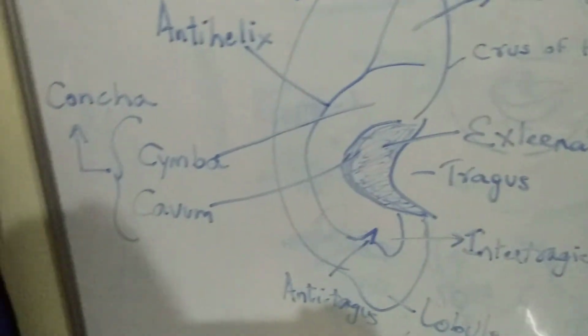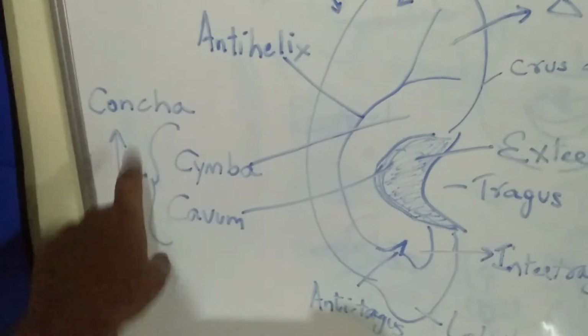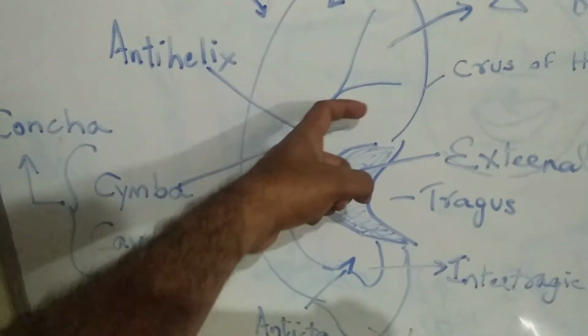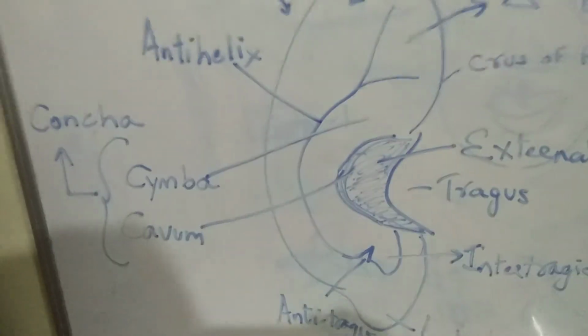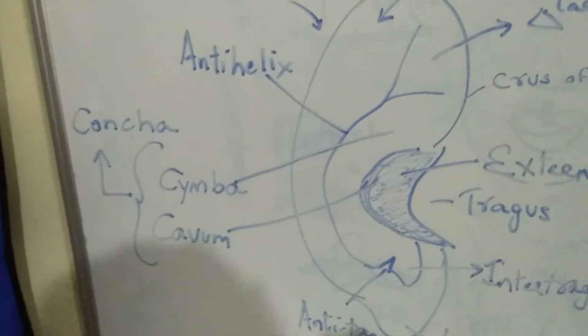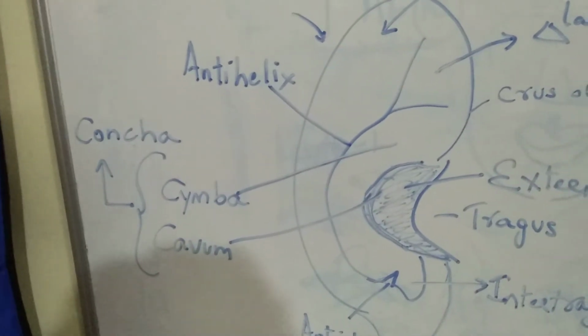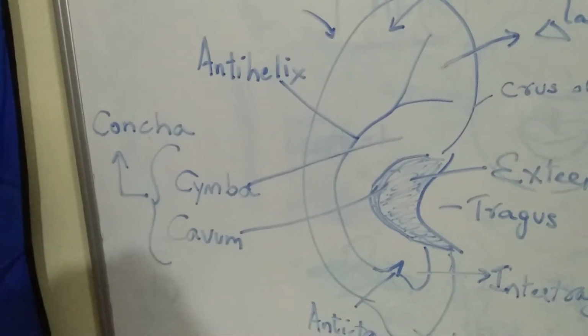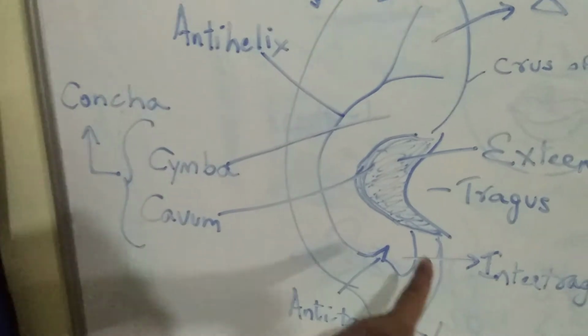That is called cavum concha. Just above the cavum concha there is one curvilinear area that is called cymba concha. So I'll repeat one more time. The outermost portion, the tubular portion of the external auditory canal, has a cave-like extension. It's called cavum concha.